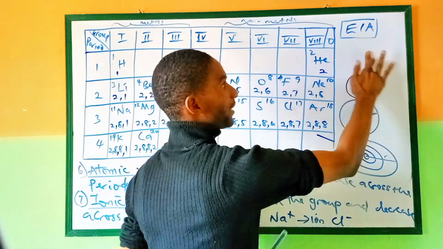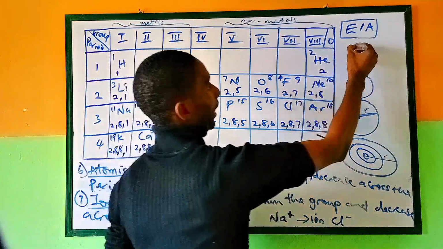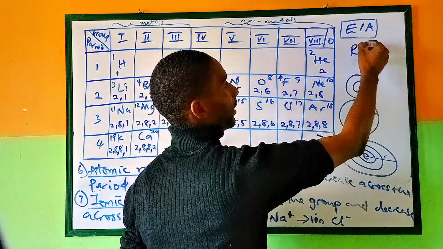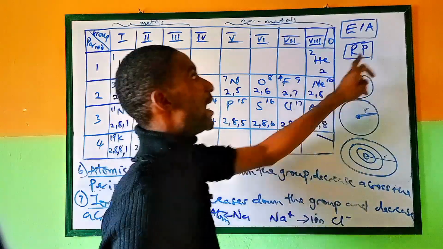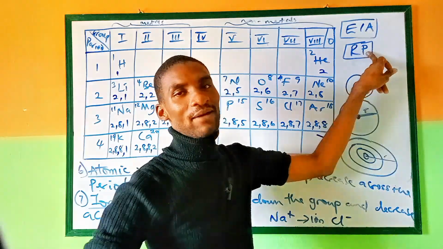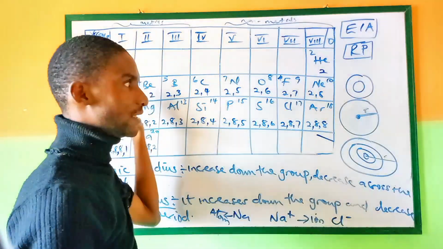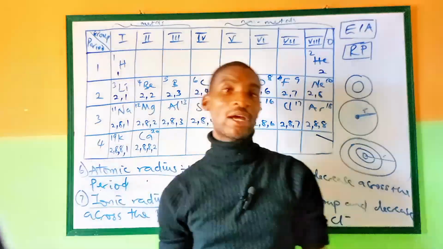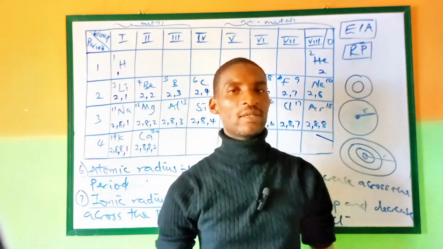Then these properties too, your atomic radius, your ionic radius, and your electropositivity, let's use RP. That means the radius and the electropositivity also have similar periodicity. And what is that similar periodicity? They increase down the group and they decrease across the period. I want to believe that you now understand the periodic properties and their periodicity on the periodic table.